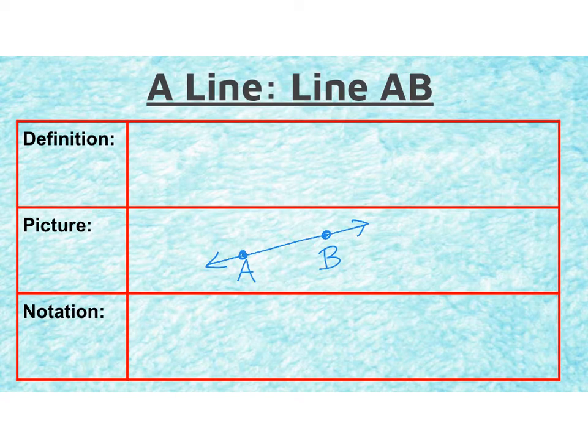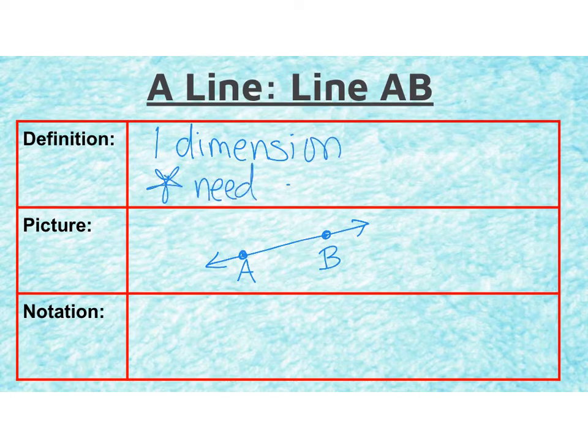And if we think about a line, it has one dimension. It just goes in that one direction. So it is one dimension. And a quick note is we need arrowheads. It's going to be an important piece.